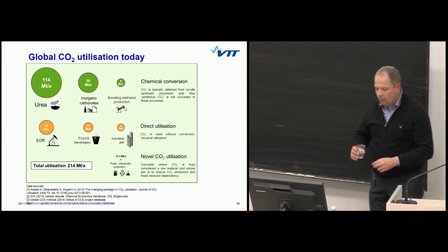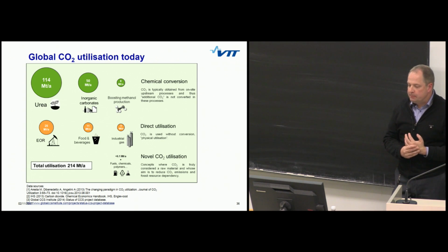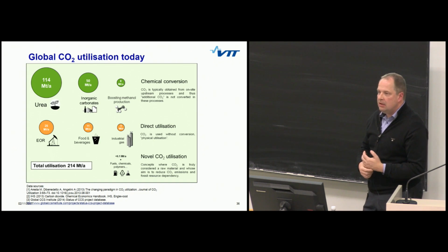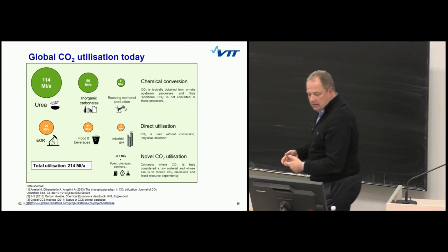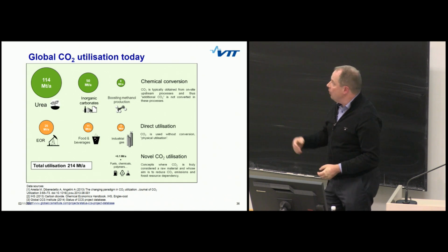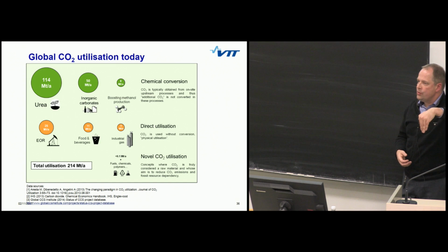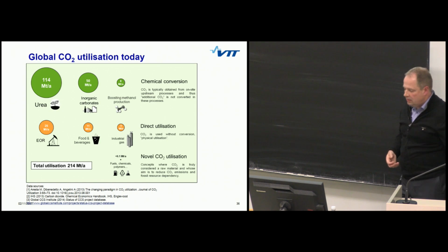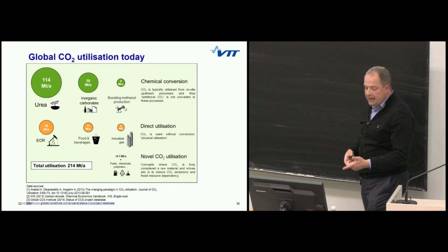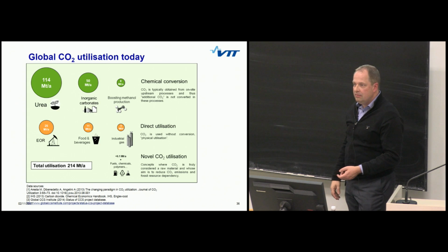So this is basically where CO2 is used today. Urea used for fertilizers, carbonates, pigments, for example in paper, fizzy drinks, some of it for methanol production. EOR is enhanced oil recovery. That's what they're doing in oil-rich nations. You pump CO2 into the oil wells in order to make the oil more easily accessible. And of course, industrial gases. What we'll actually be talking about today is the novel CO2 utilization, which is very negligible these days.